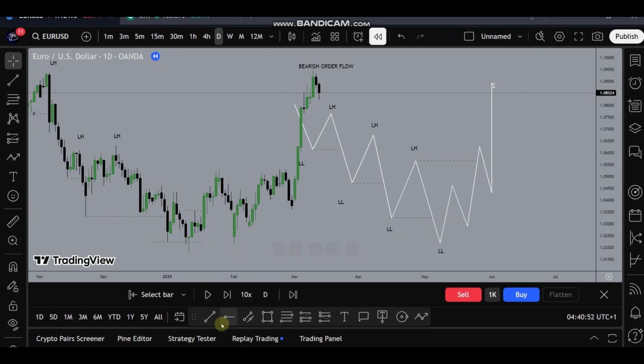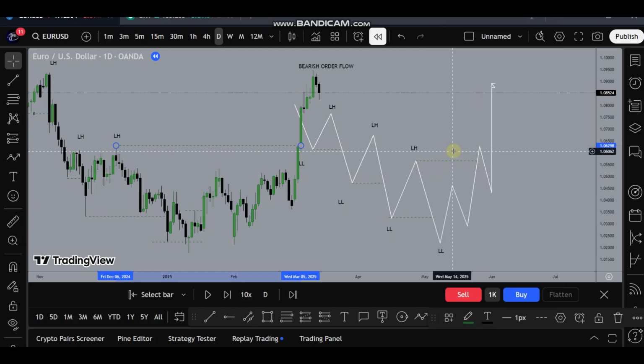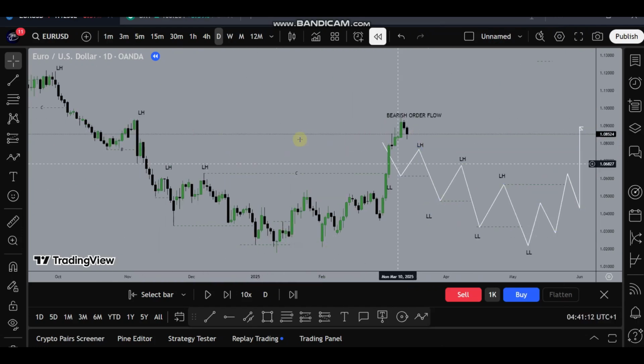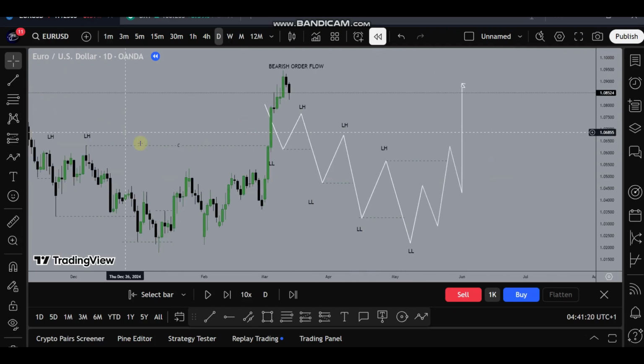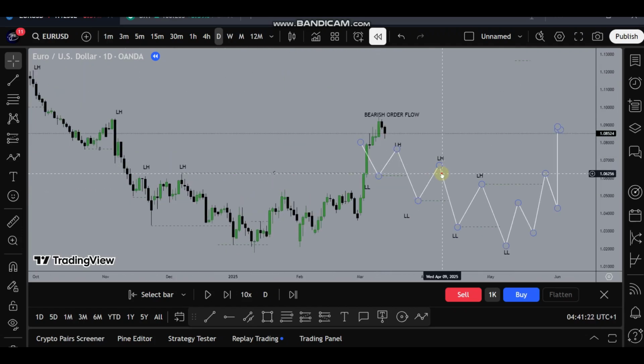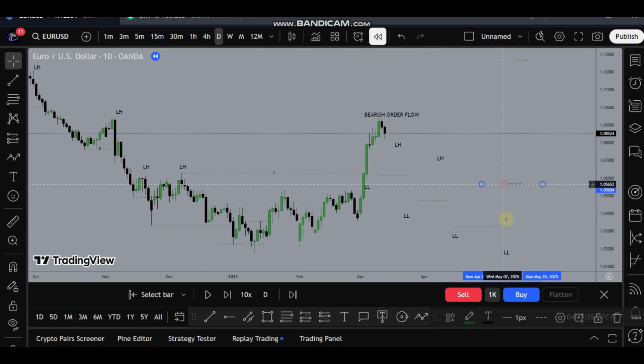Here I have my change of character. If you watched my last video, this is where I started marking my bullish order flow in my last video. So this is where I have my change of character. So now this is just how it looks on the price chart. Let me delete this. So this is basically how bearish order flow looks.